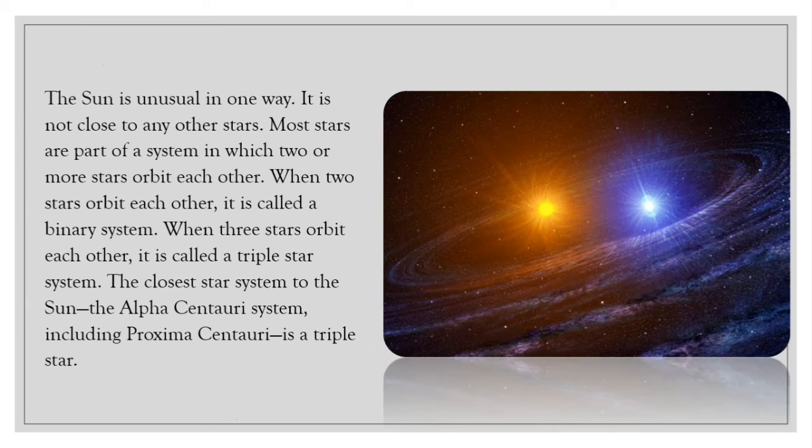The Sun is unusual in one way. It is not close to any other stars. Most stars are part of a system in which two or more stars orbit each other. When two stars orbit each other, it is called a binary system. When three stars orbit each other, it is called a triple star system. The closest star system to the Sun, the Alpha Centauri system, including Proxima Centauri, is a triple star.